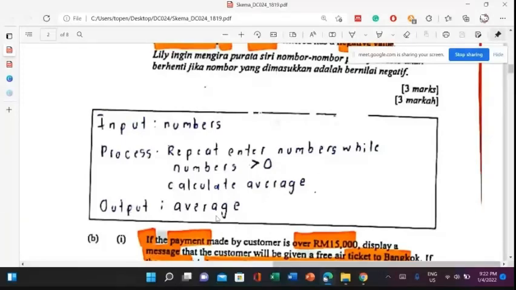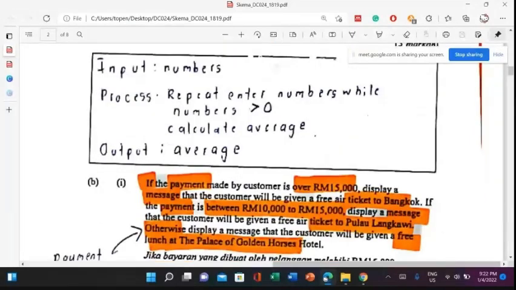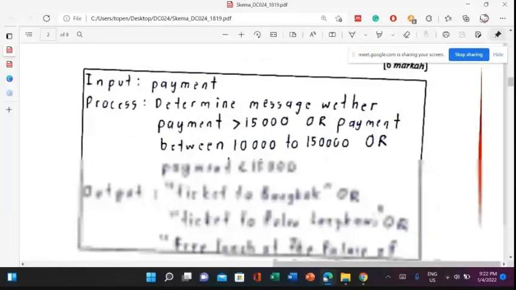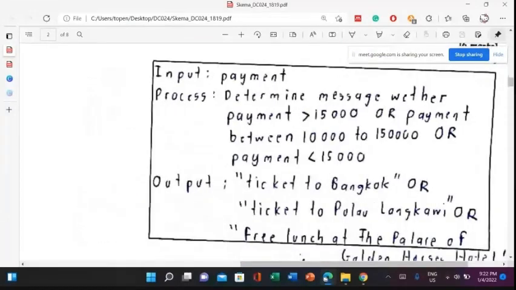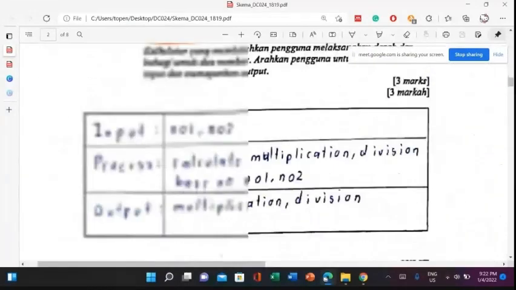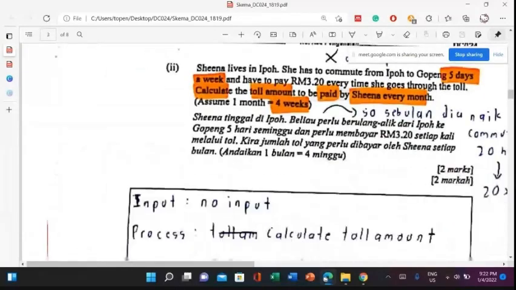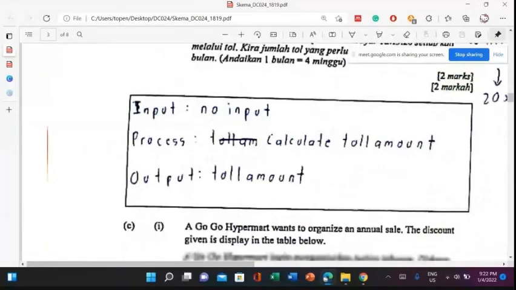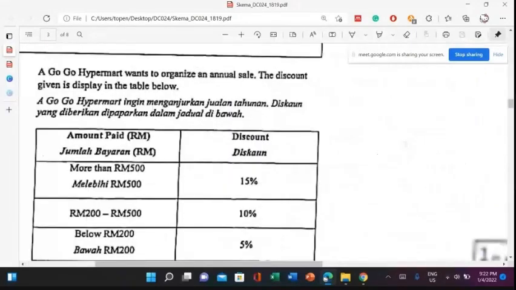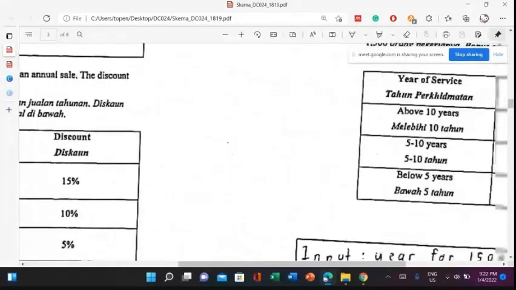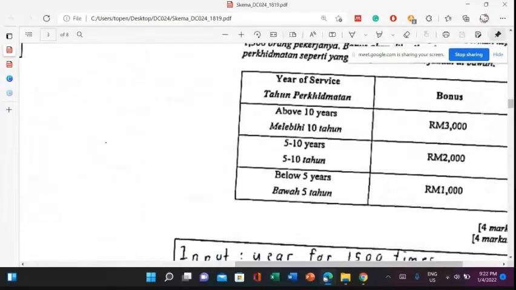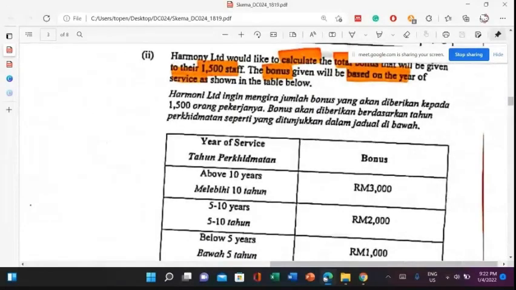So next question. Okay, this is not repetition. So I'm going to proceed to the next question. Okay, this is the next question.